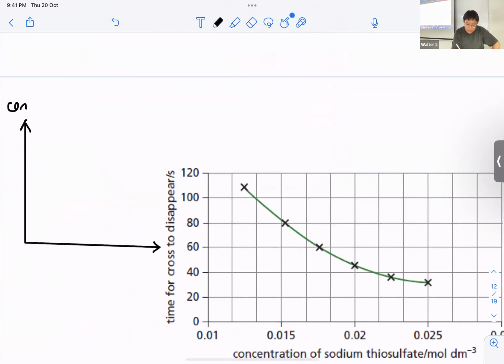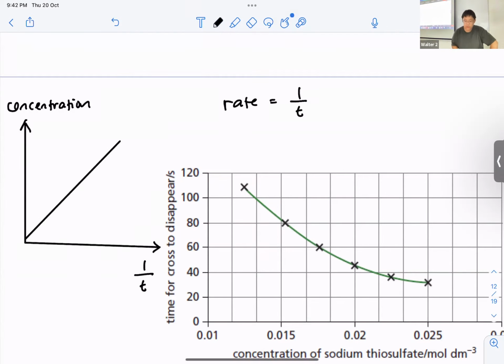So imagine right now you have concentration against rate. The rate is equivalent to 1 over time. So if you were to plot concentration against 1 over time, you will get a directly proportional graph, which tells you that as concentration increases, the rate of reaction will also increase.